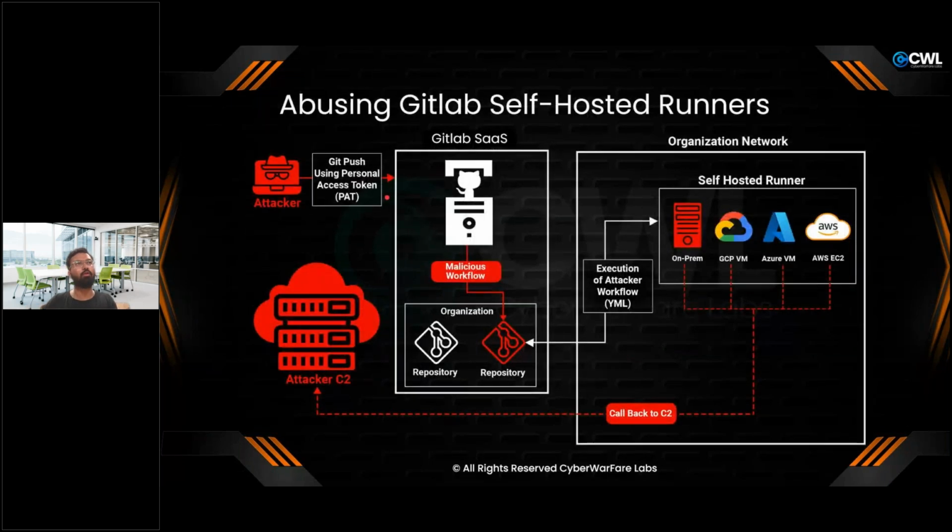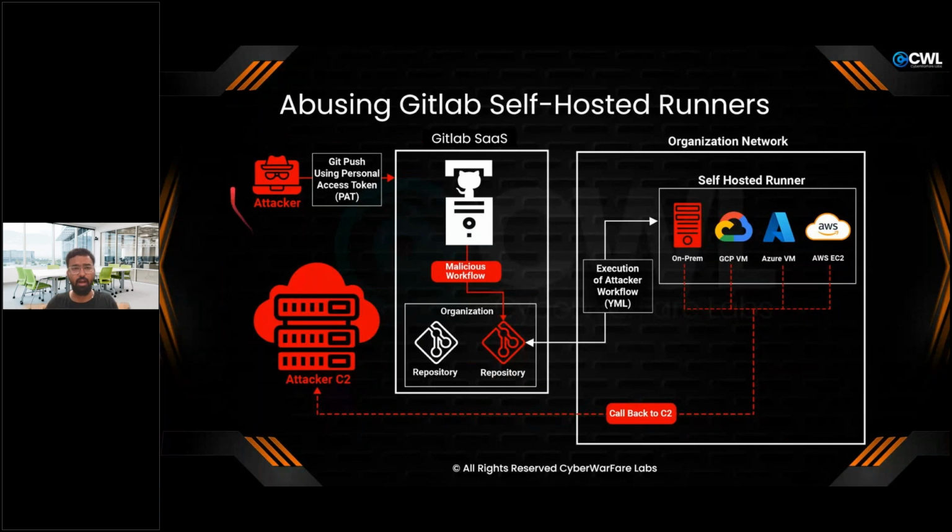Now, talking about the interesting case study that we were trying to discuss previously: first we understood about the tokens, then about the access level, then the type of tokens, and now we will be understanding this very interesting scenario, that is abusing GitLab self-hosted runners. It simulates an organization CI/CD pipeline.